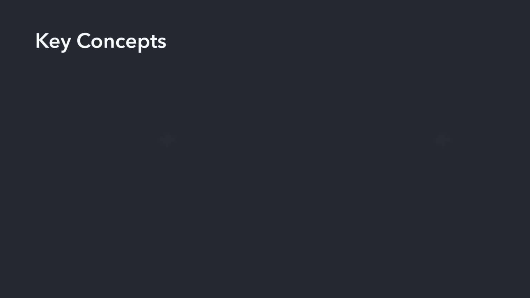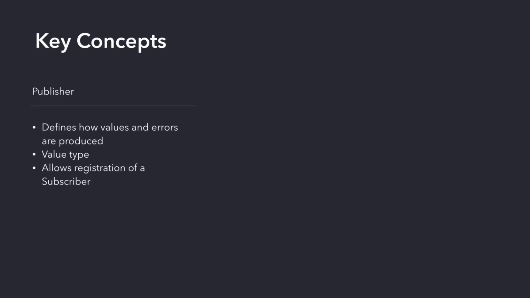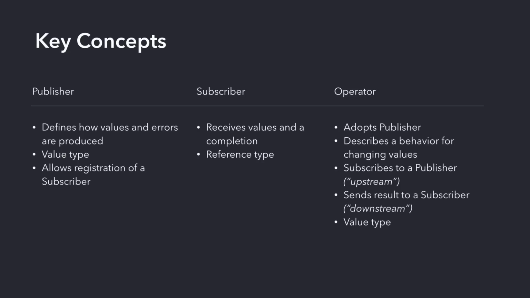And to better understand these building blocks or key concepts, let's have a look at them in detail one more time. So first of all, the publisher. The publisher defines how values and errors are produced. They are structs, so value types, and they allow registration of one subscriber. The subscriber receives values and potentially a completion, they are reference types, and an operator also adopts publisher.